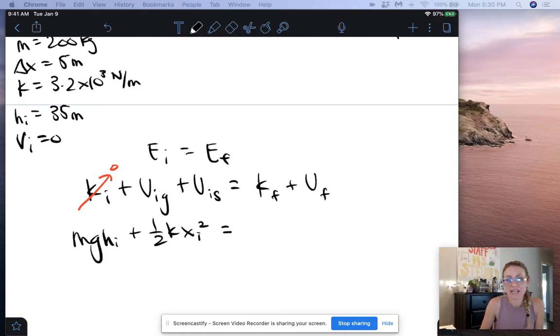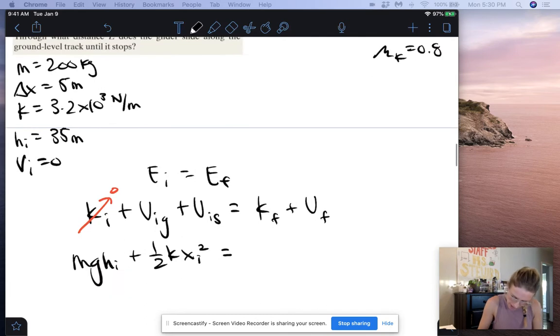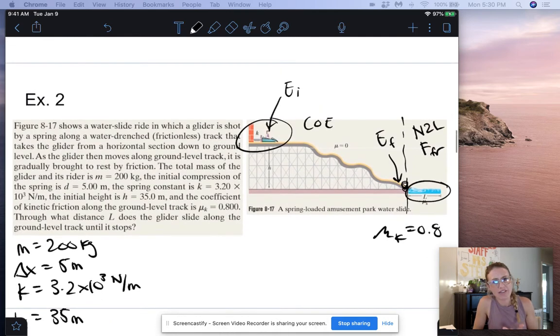Now, our final kinetic energy: at the very bottom, right here, after that glider slides down the slide, we are moving at a certain velocity. So we do have kinetic energy. So I have 1/2 mv final squared. Now, what about potential energy? Do we have any potential energy in this final case?